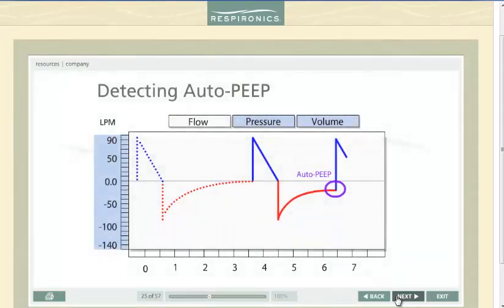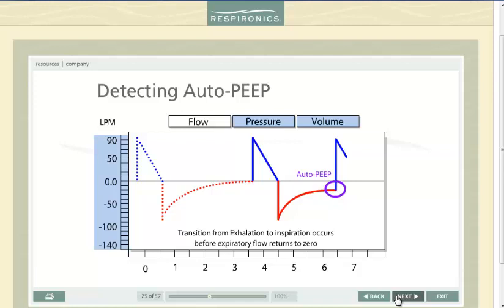If the transition from exhalation, shown in red, to inspiration, shown in blue, occurs without expiratory flow returning to zero, auto-PEEP is present. Auto-PEEP is usually caused by insufficient expiratory time as a result of an inspiratory time that is too long, increased expiratory resistance, and early collapse of alveoli structures.